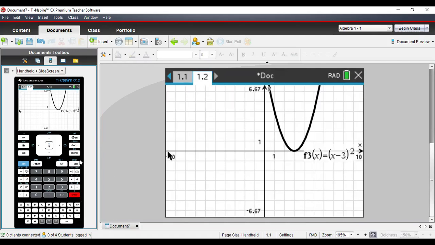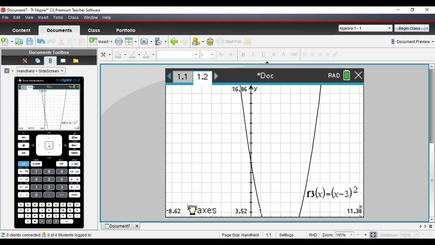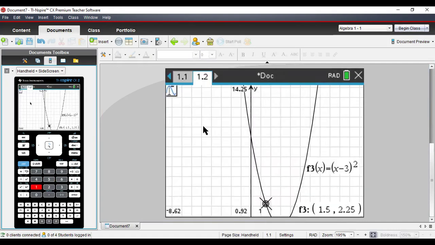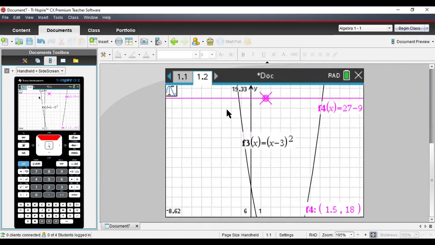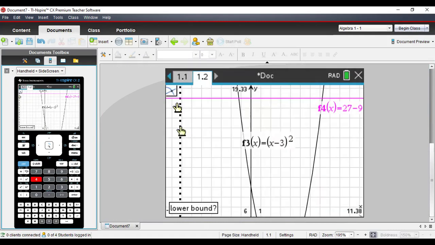And now I'm going to put the 27 minus 9. So I press tab and I'm going to do 27 minus 9. Now I could put 18 in there, but I'm going to put 9. And I'm going to do menu 5 1 to find all right, so there they are. So all I'm going to do is menu 6 4, find the intersection.